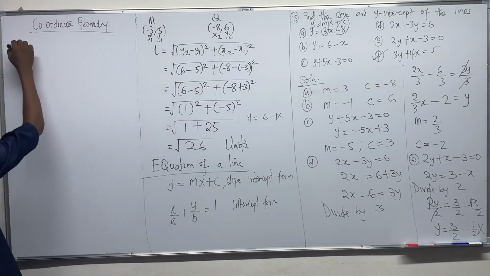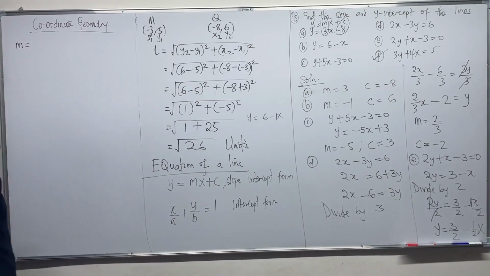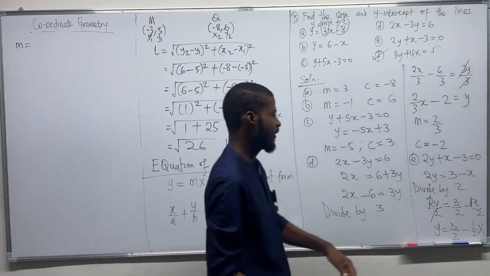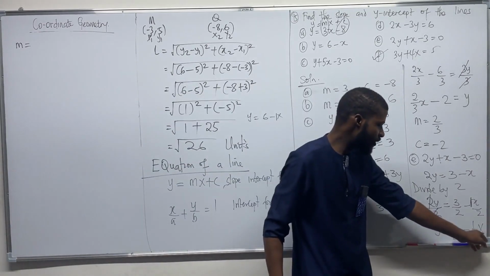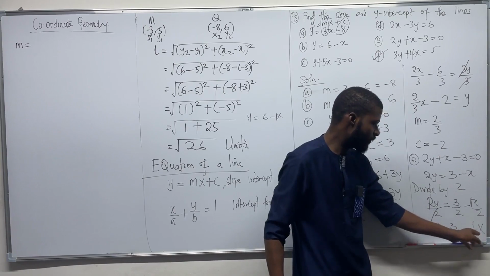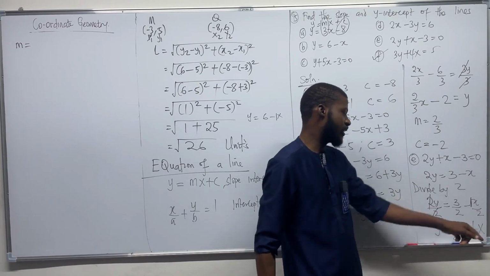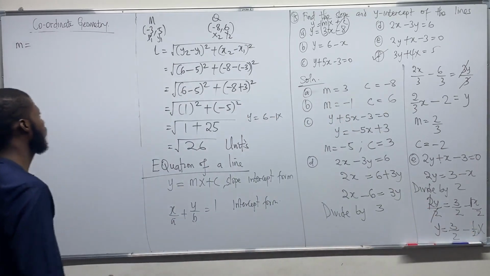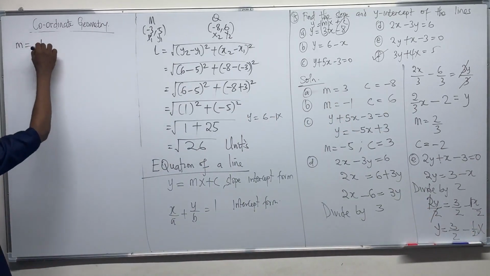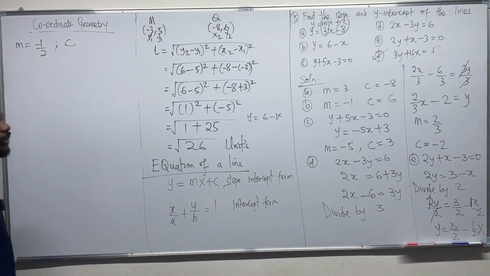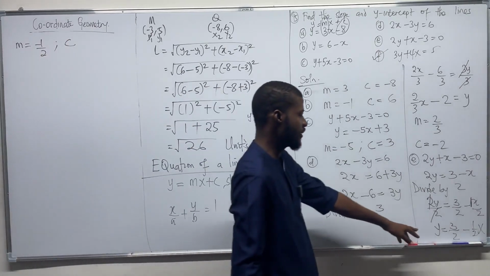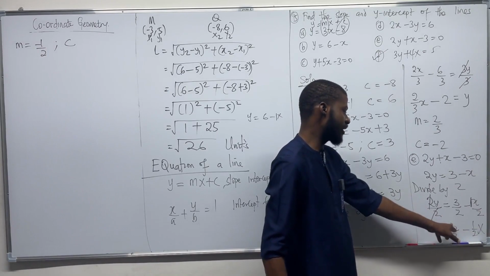where's that guy? Slope m. m is that thing attached to x. So what is that thing attached to x here? That thing attached to x here is minus 1 over 2. That is the slope, minus 1 over 2. And then what is our y-intercept? Our y-intercept is that thing that does not have x. And in this case, it is 3 over 2.